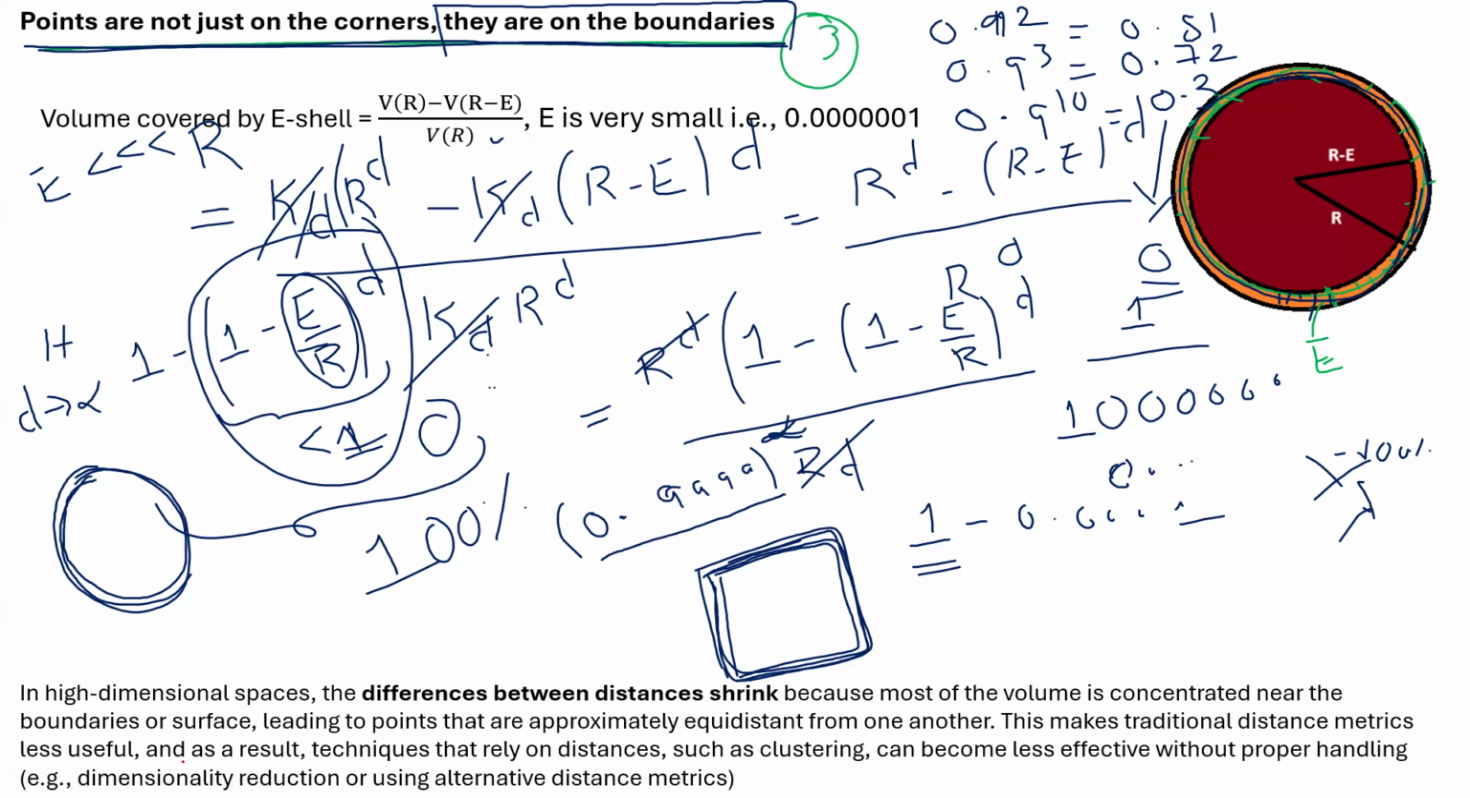What are the traditional distance metrics? Euclidean distance or Mahalanobis distance. They all become very less useful. We cannot use those distances to distinguish between the features. And as a result, techniques that rely on distances such as clustering can become less effective without proper handling. Okay, so what this says is, in higher dimensions, you cannot use these metrics like distances or angles between 2 points to distinguish the features. Okay, they all become useless in higher dimensions.